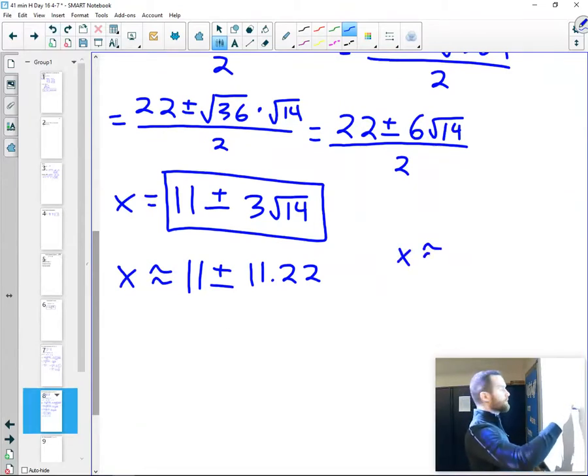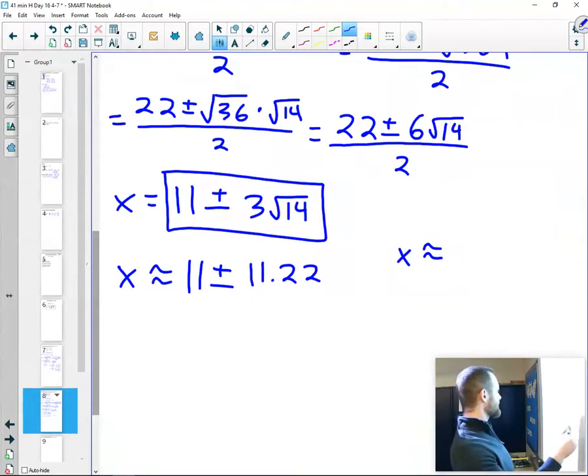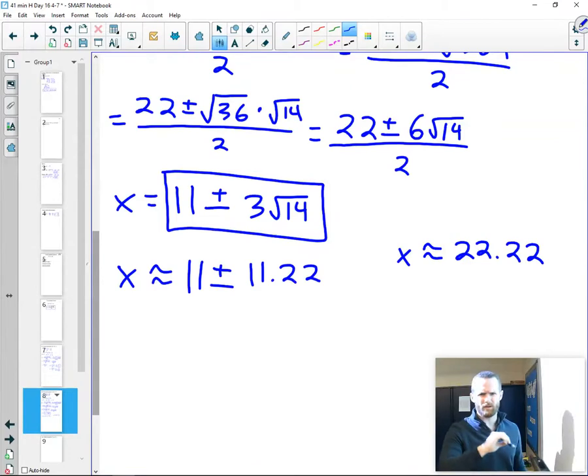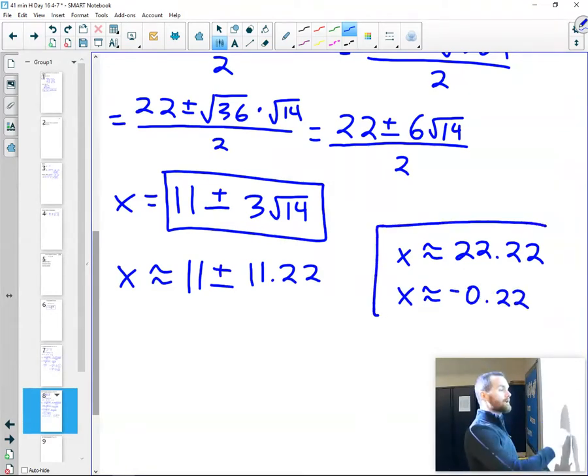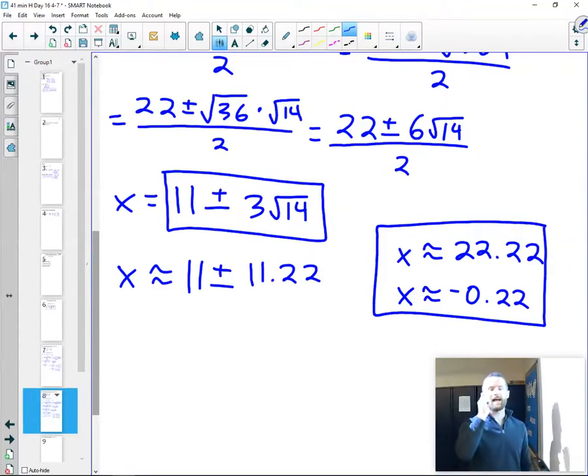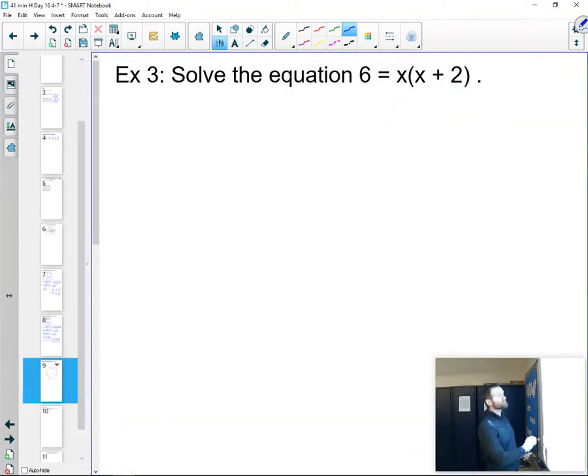So the first way would be we add together 11 plus 11.22, we don't need a calculator for that, which is 22.22. That's kind of weird. Yeah, that's what it comes out to. And then the second answer would be approximately 11 minus that, which would be negative 0.22, if I'm doing that correctly in my head. So those are two ways to write our answer, as an exact answer and as a decimal approximation. All right, just two more to go.